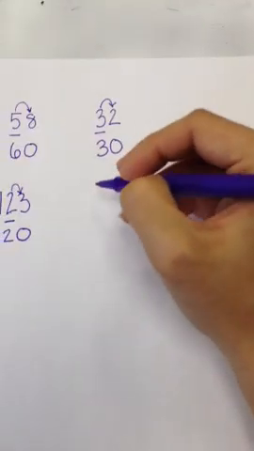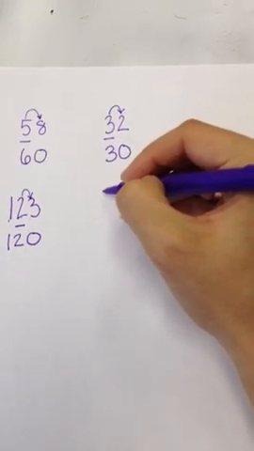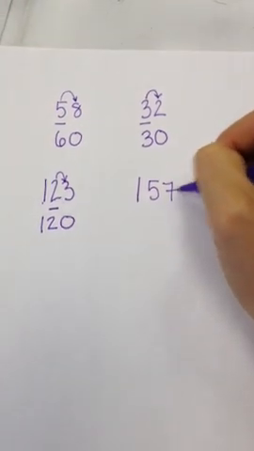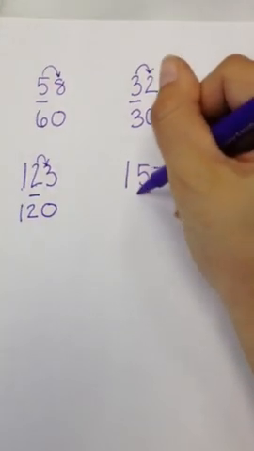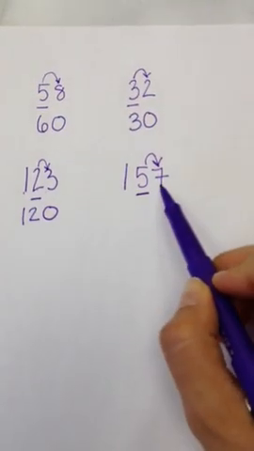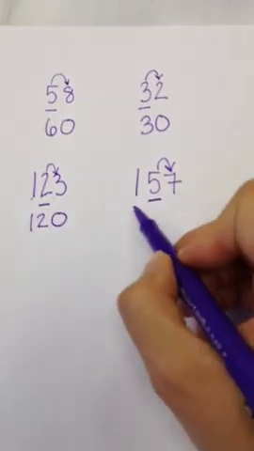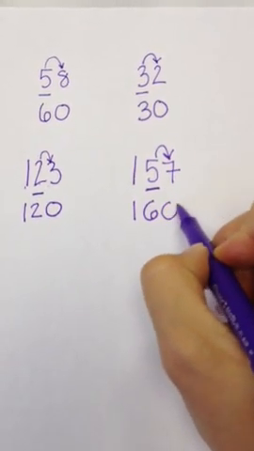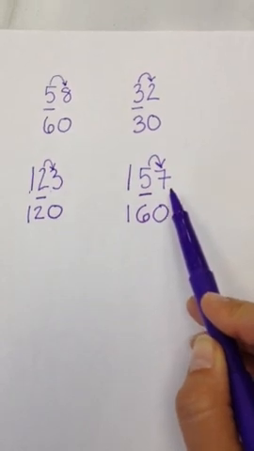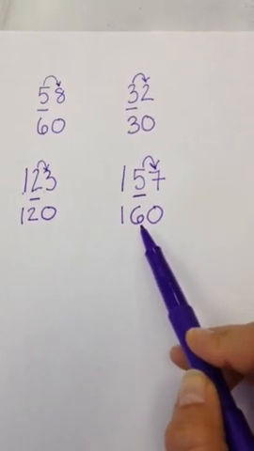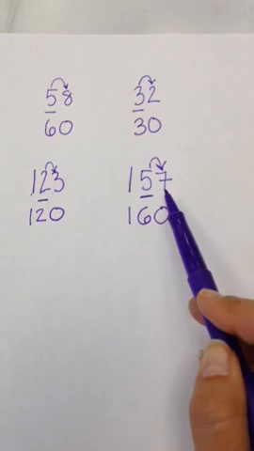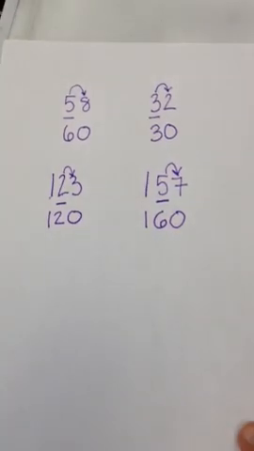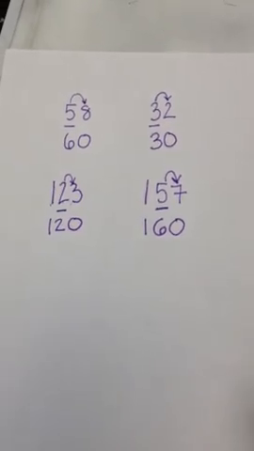Let's try another three-digit number rounded to the nearest 10. Let's do 157. Rounded to the nearest 10, we're going to underline the 5, check the neighbor. This time the neighbor is more than 5. So the 1 stays the same, the 5 boosts up to a 6, and the 7 turns to a 0. 157 rounded to the nearest 10 is 160. Also, 157, is it closer to 150 or 160? It's closer to 160. That's how you round to the nearest 10.